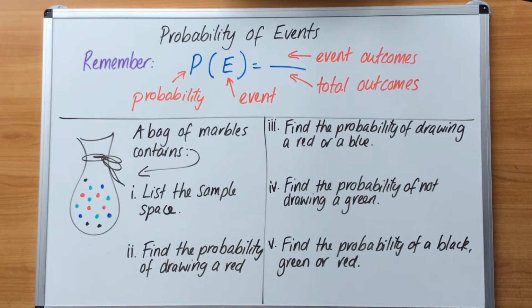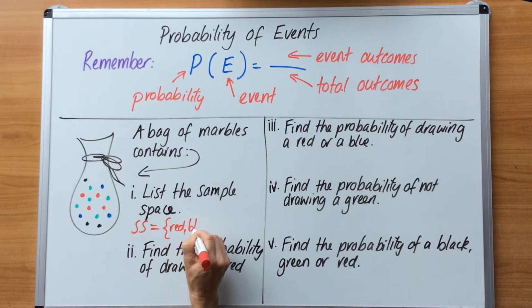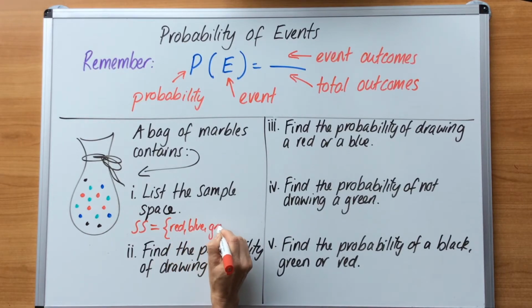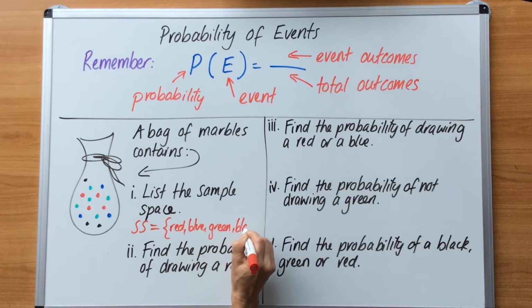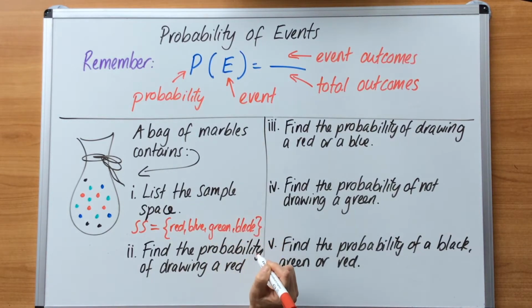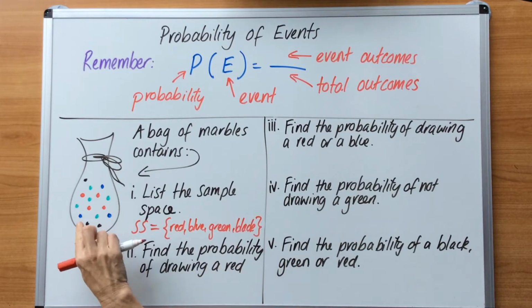So it says a bag of marbles contains, so we've got 15 marbles in this bag. We've got red, blue, green and black. The first thing it asks us to do is to list the sample space. So you normally would write sample space, but I haven't got much room here, so I'm writing SS as an abbreviation. Open up the squiggly brackets, and I simply list the 4 colours here. Red, blue, green, black, and close the brackets. So each word is listed based on the colours in here and separated by a comma.